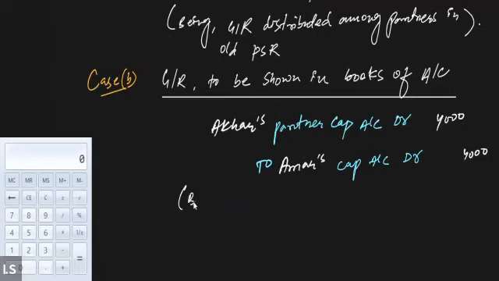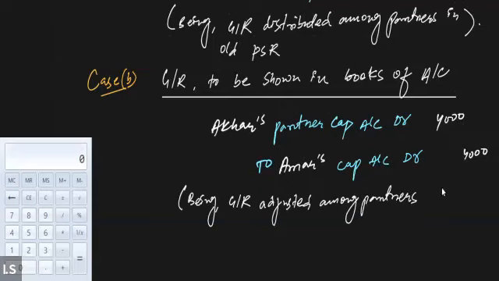So I'll write down: being general reserve adjusted among partners in their gaining and sacrificing ratio or share.